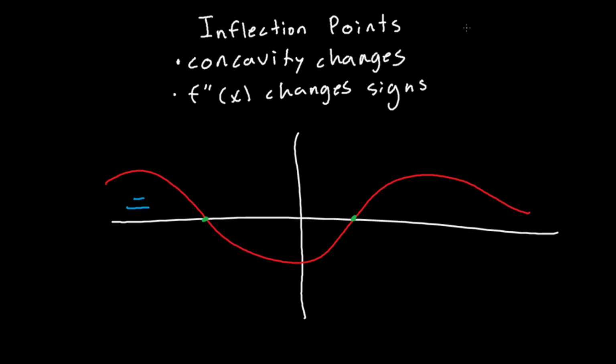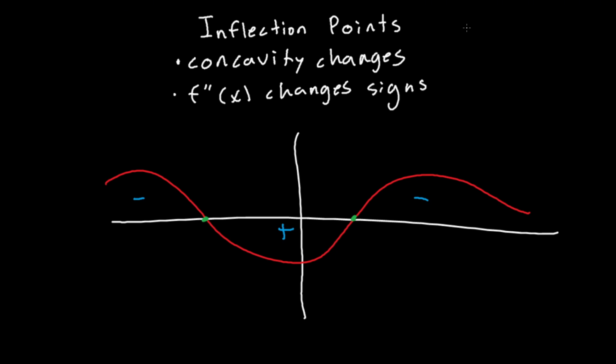And the second derivative is negative. That's why we wrote a negative here. Well, between these two green points, you have a positive second derivative, and it's also concave up. And to the right of this green point, you have a negative second derivative, therefore you are concave down. So negative second derivative stands for concave down, positive second derivative stands for concave up.